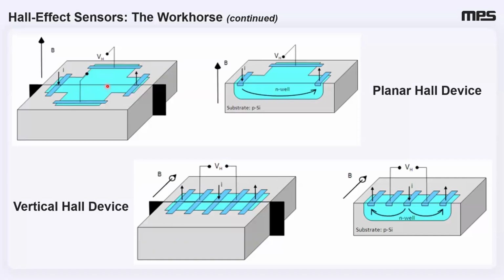This is called current spinning. It's one of the reasons modern Hall sensors are so good. We're not changing any physics, but we're changing geometry and time to eliminate offset and to eliminate drifts and any potential defects that might be in the Hall device. Current spinning.